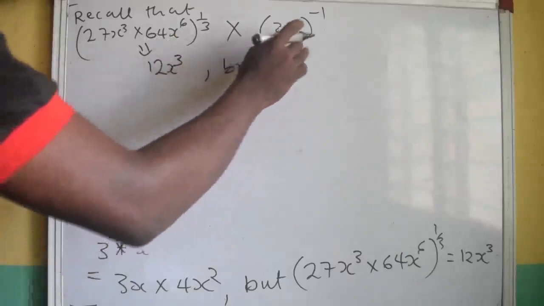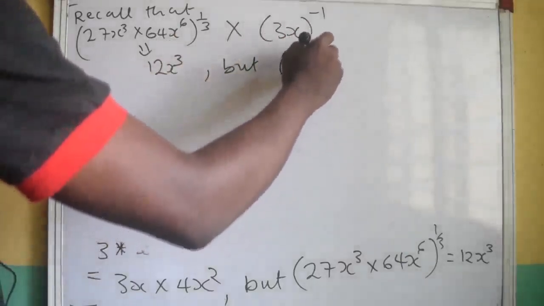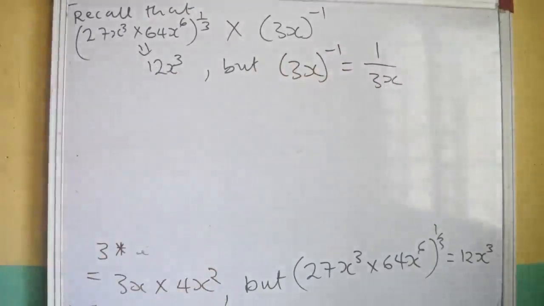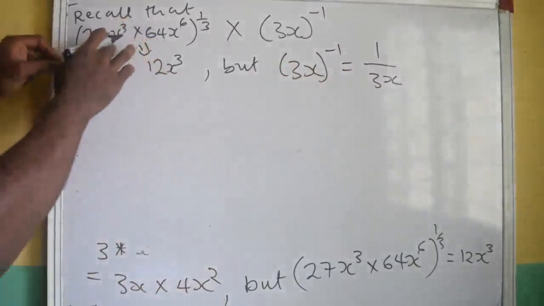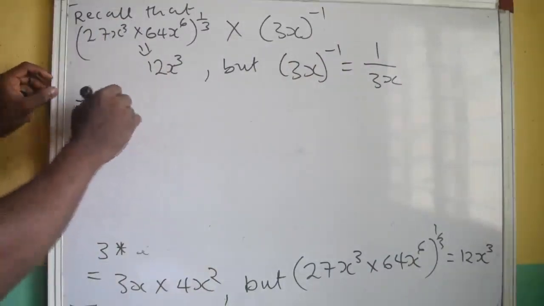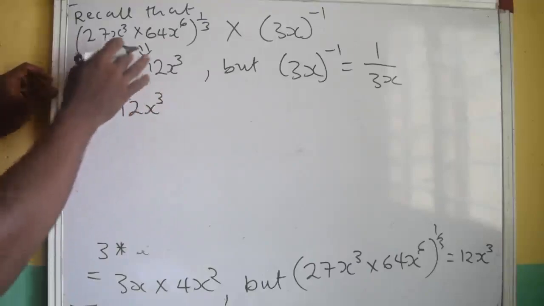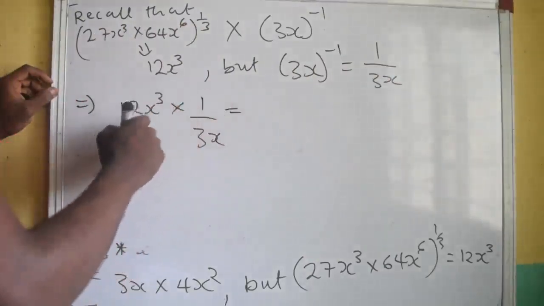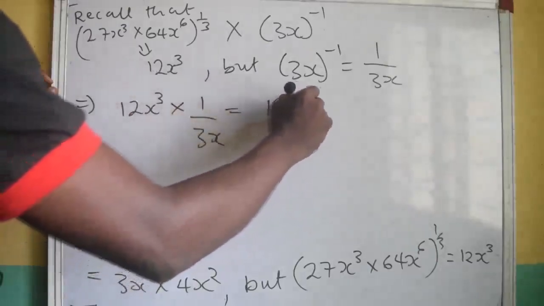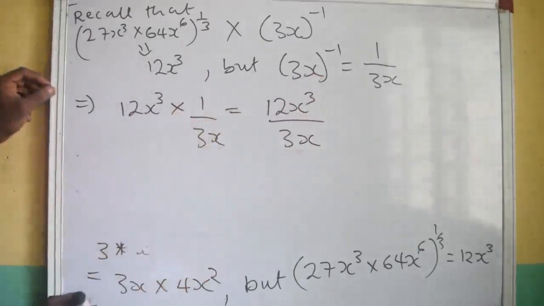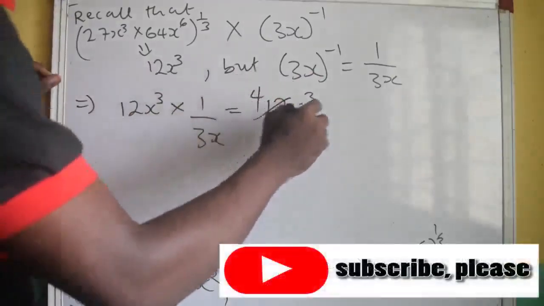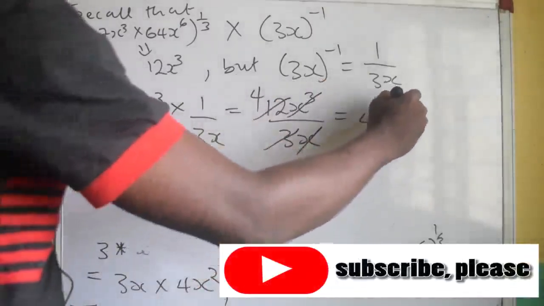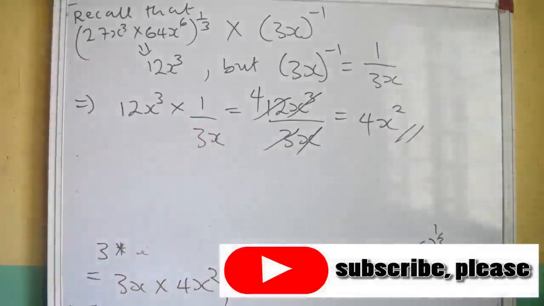But this bracket 3x all raised to the power minus 1 is the same as saying 1 over 3x. So since this is this, it implies that this 12x cubed, which is everything here, will be multiplied by 1 over 3x. So 12x cubed multiplied by 1 gives you 12x cubed, divided by 3x. 3 can divide 12 to give you 4. Now x can cancel: this 1x will reduce x cubed to x squared. So this is the answer, 4x squared.